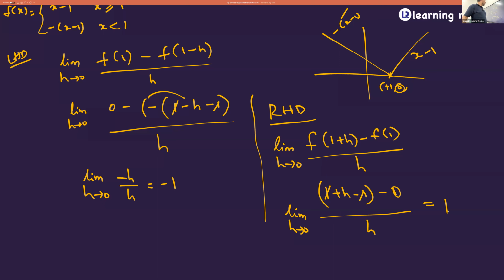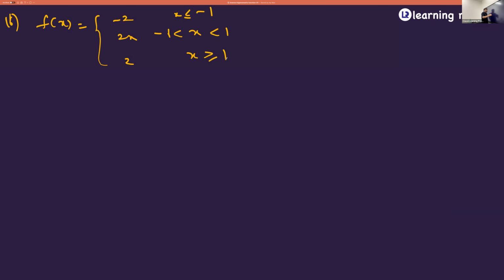So going forward, what you can do is you can try drawing the graphs. 16th one, what is the function? F of x is equal to -2, 2x and 2. This is for x less than or equal to -1, this for x greater than -1 and less than 1, and this for x greater than or equal to 1. So when you draw the graph, this is x-axis, this is y-axis. When x is less than -1, this is where the cutoff point is, -1.